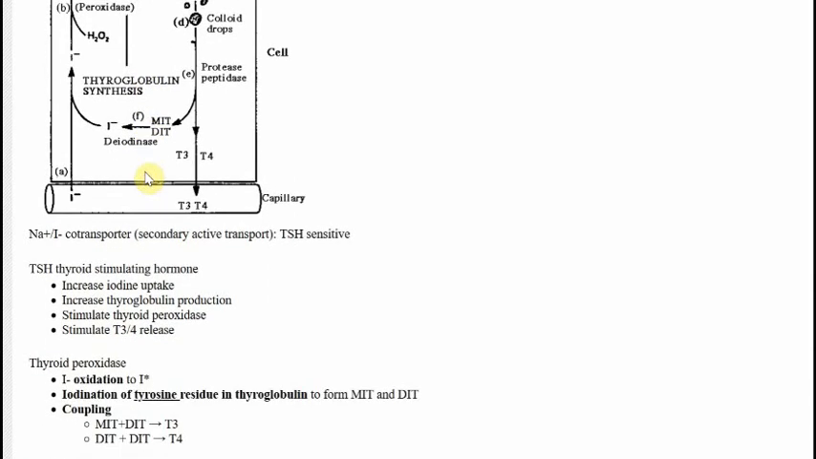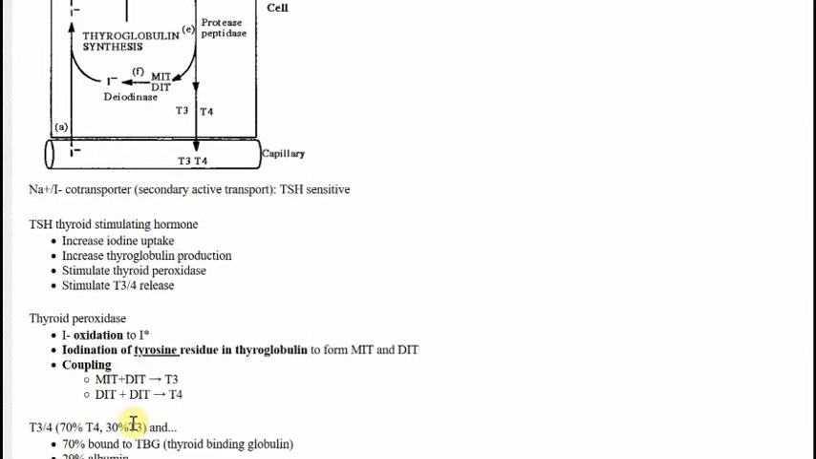It couples MIT and DIT, so one plus two makes three. So you've got your T3 formed there. It also couples DIT plus DIT, so two plus two equals four. So it makes T4. So basically, it forms the core components, MIT and DIT, and it couples the individual components to form T3 and T4.